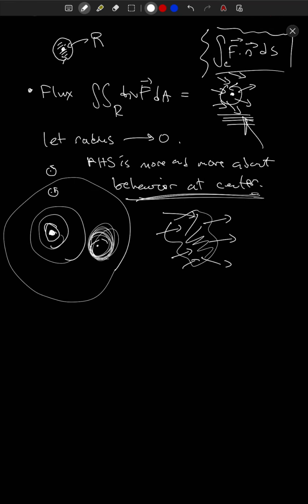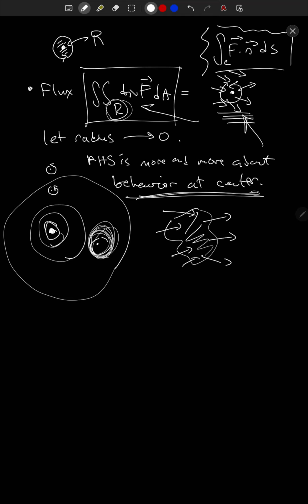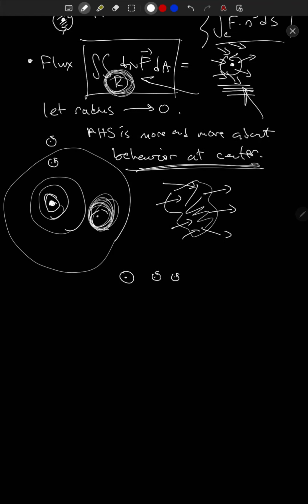And so what that means is the left-hand side, as you go to 0, is an integral over a smaller and smaller circle, and that circle is capturing less and less of what's going on outside of the point. So in a way, this left-hand side is going to what's happening at just the center. Let me write it like this: left-hand side is going to behavior at just center.